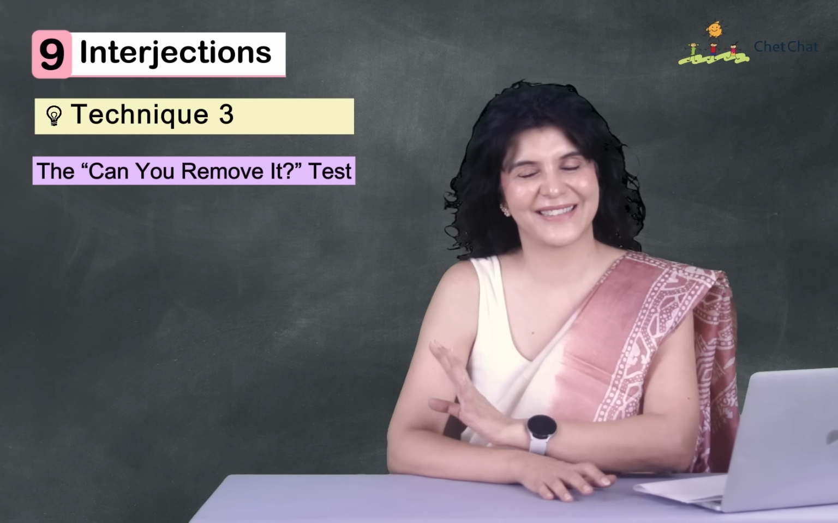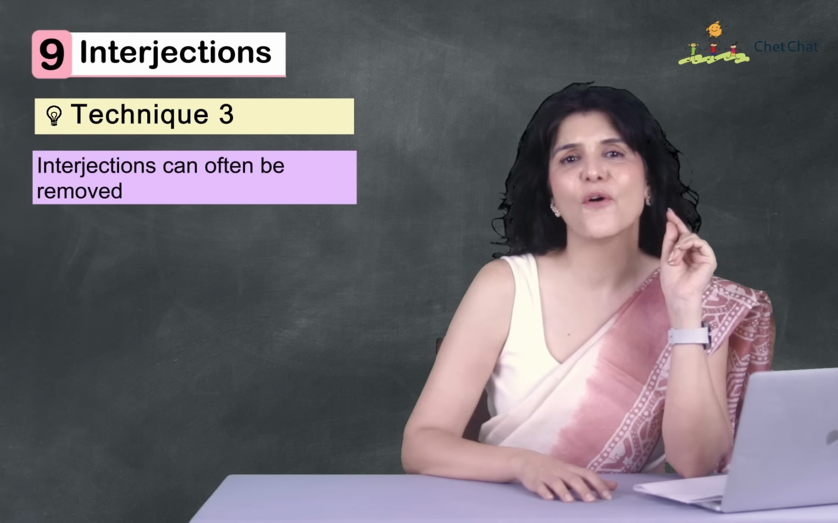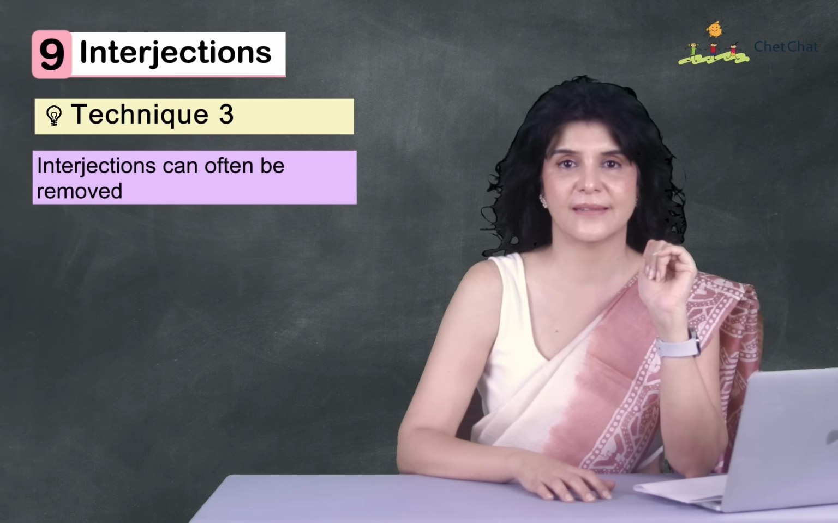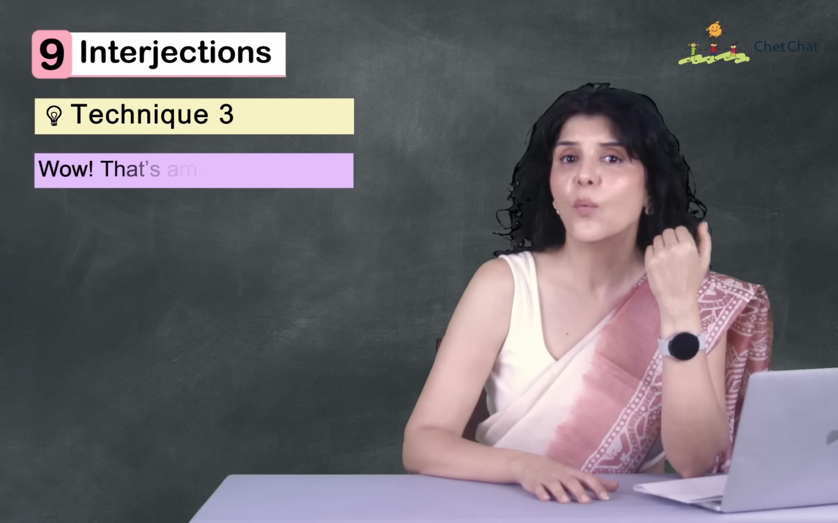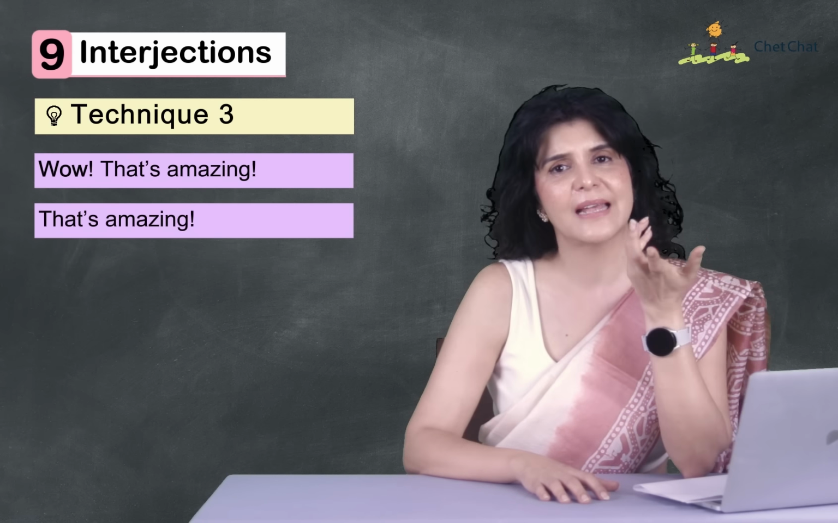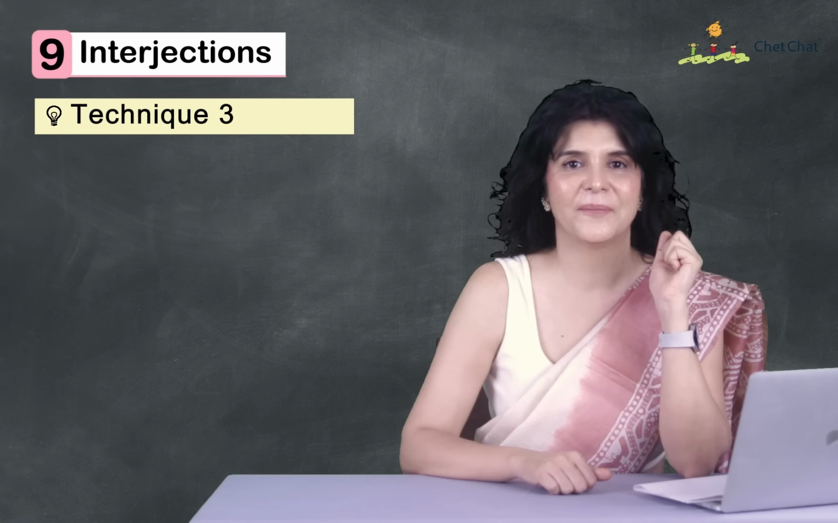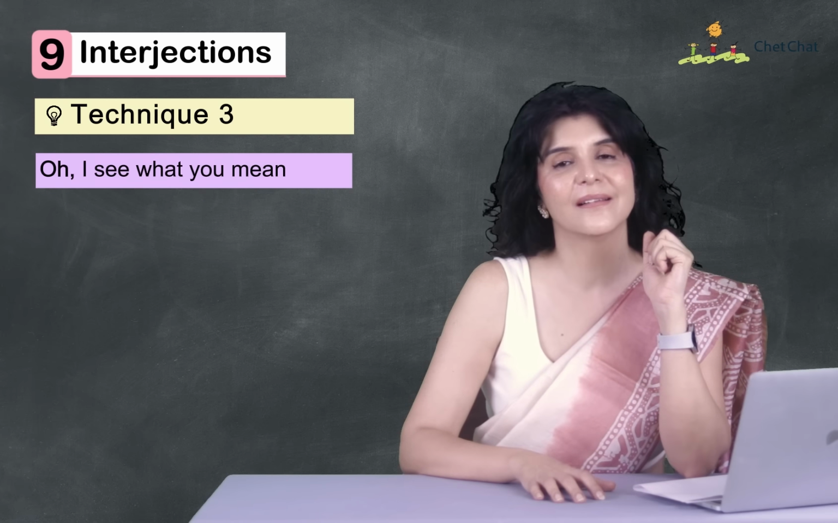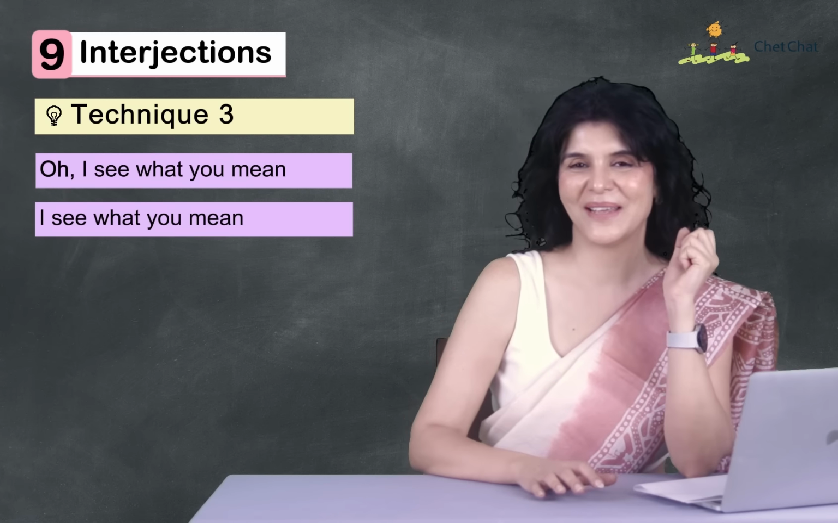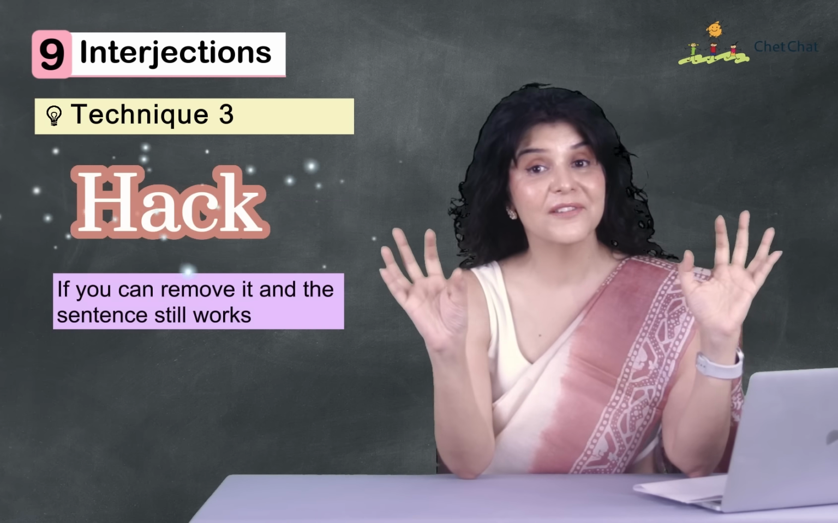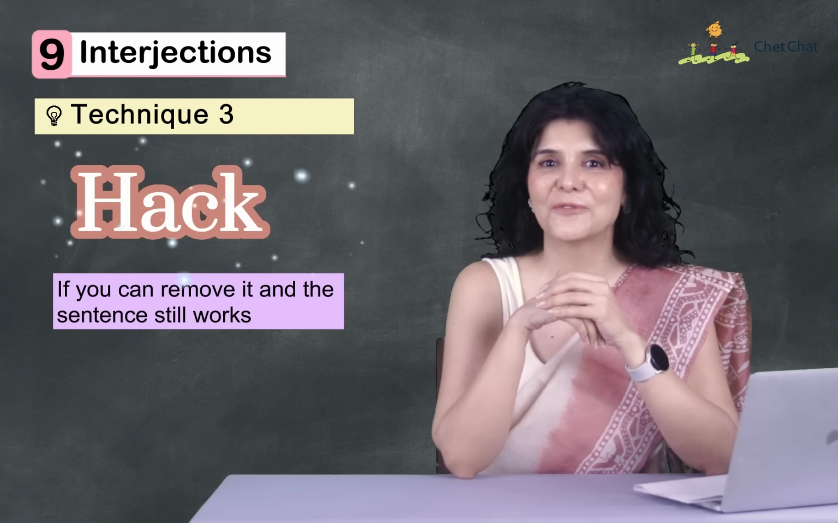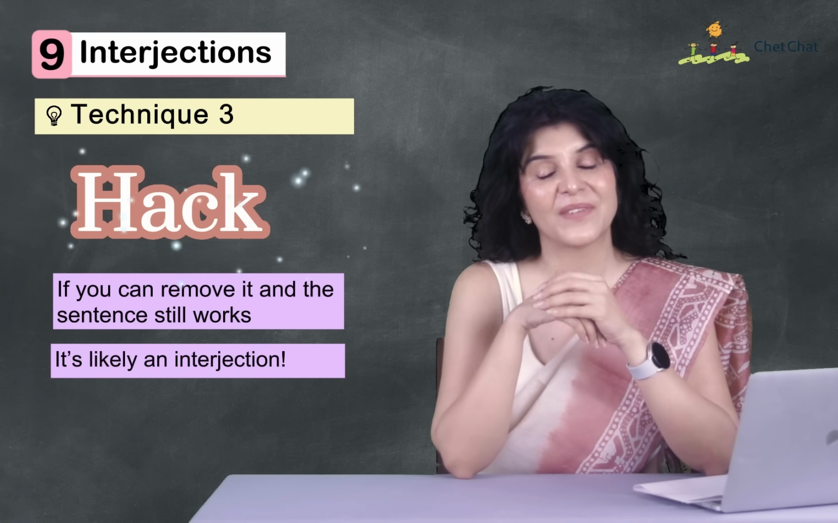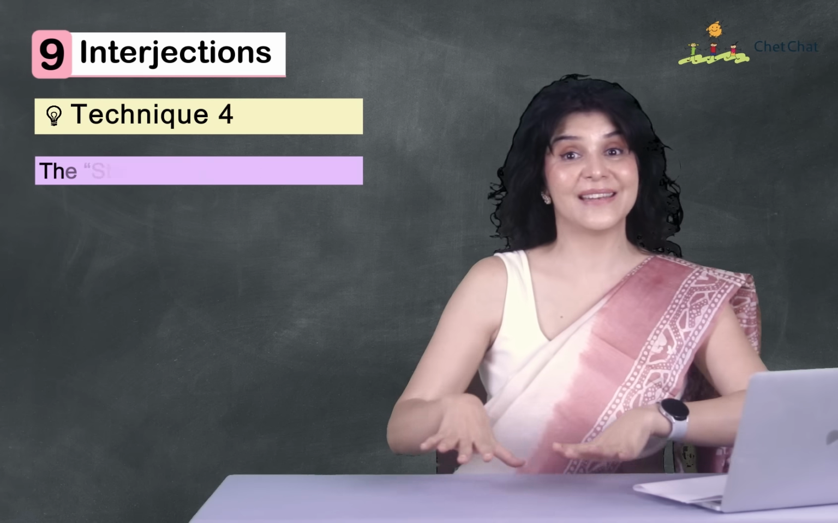The next technique is the can-we-remove-it test. Interjections can often be removed from the sentence without changing the meaning of the sentence. Let's take an example. Wow, that's amazing. That's amazing still makes sense. Oh, I see what you mean. I see what you mean still makes sense. So if you can remove it and the sentence still works, then the word that you've just removed is likely to be an interjection. And technique number 4, the standalone test.